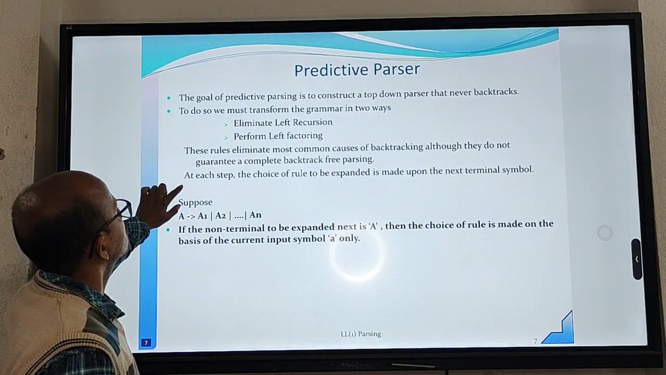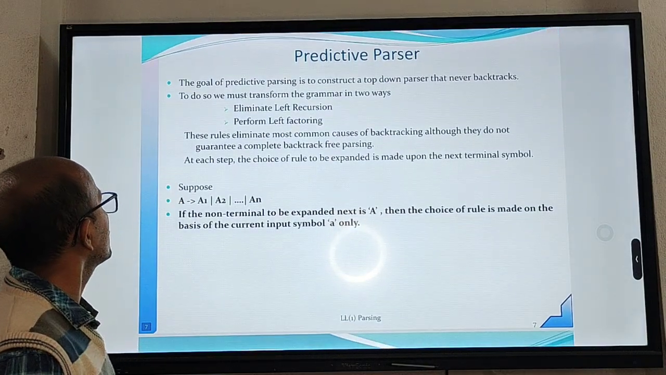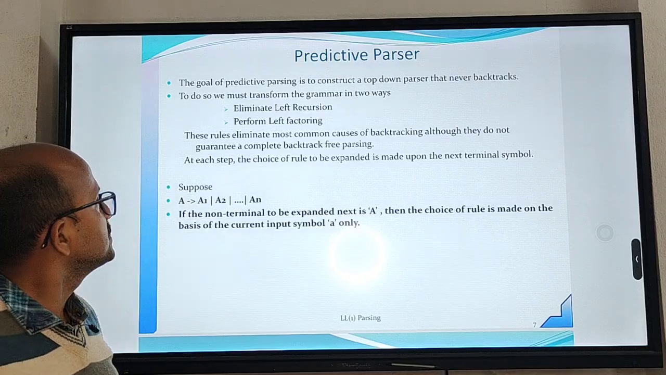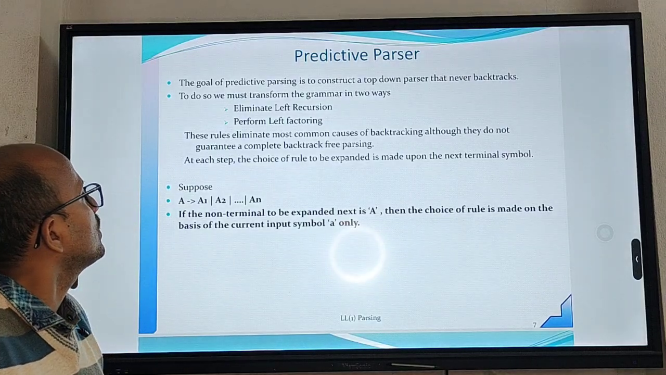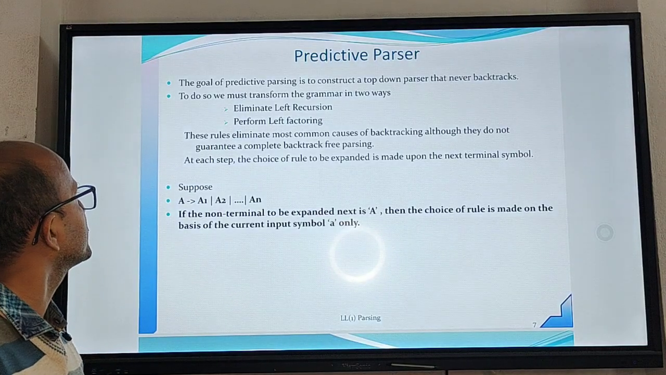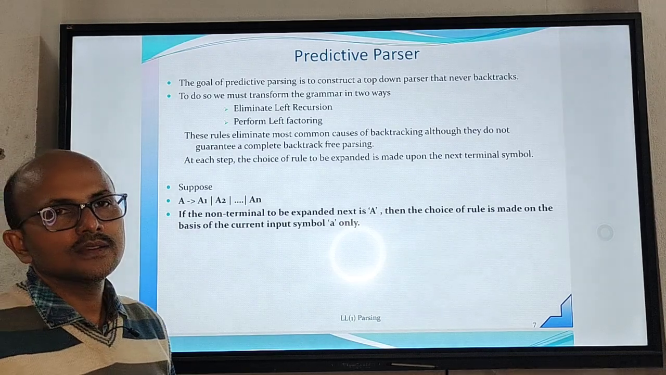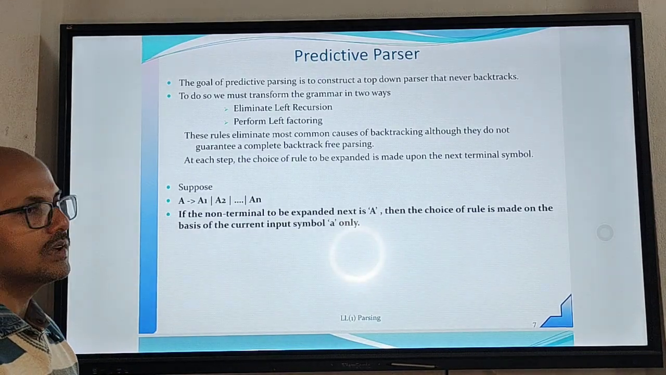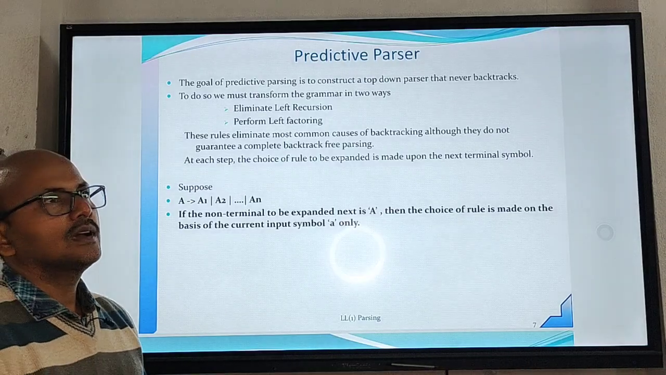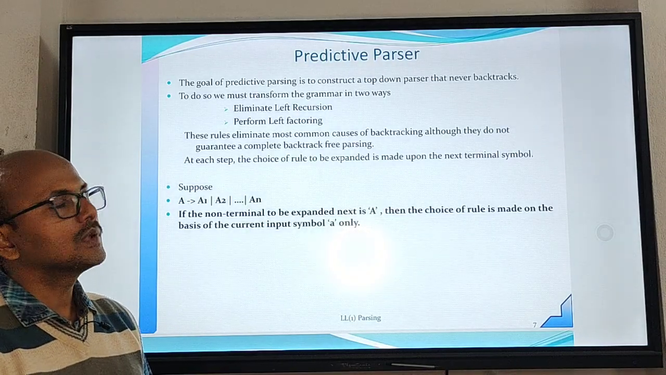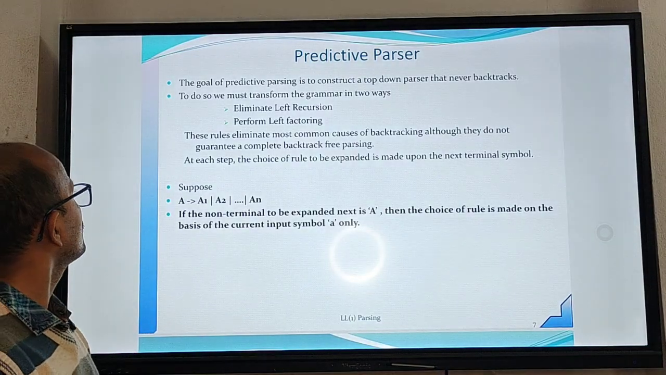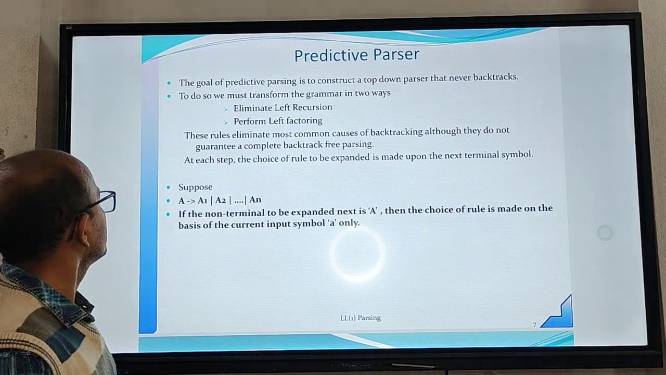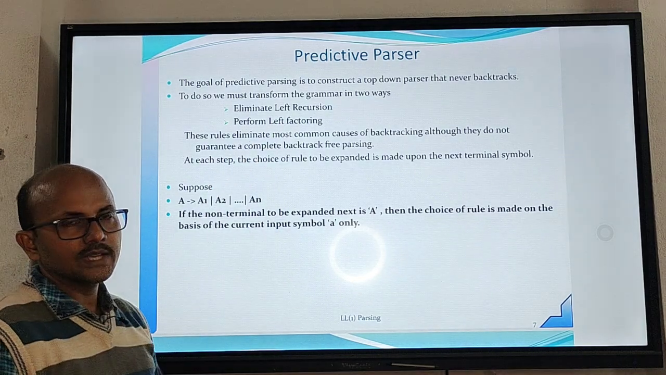So that is proved also. And now we are coming to the predictive parsing technique, which also encompasses LL1 parsing, and which needs a special form of the grammar, which is called the LL1 grammar. A grammar is said to be LL1 if it satisfies two properties: it does not have any left recursion and no left factors will be there.